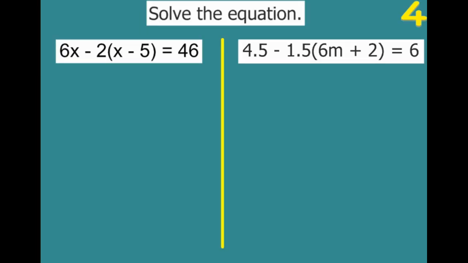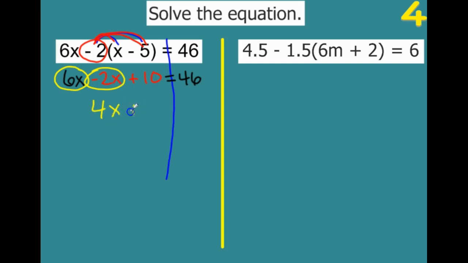A couple more solving equations. If we have parentheses, that means we need to distribute first. Multiply that 2 by the x and the 5, but it's not just a 2, it's a negative 2. So negative 2 times x is negative 2x. Negative times a negative makes a positive 10. And then write the rest here. So combining our like terms, 6 minus 2 gives us 4x, plus 10 equals 46.